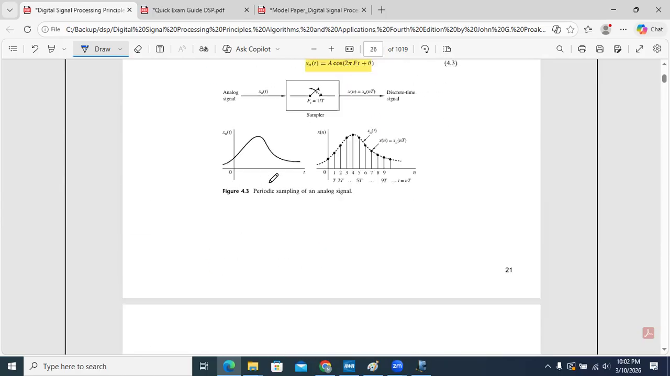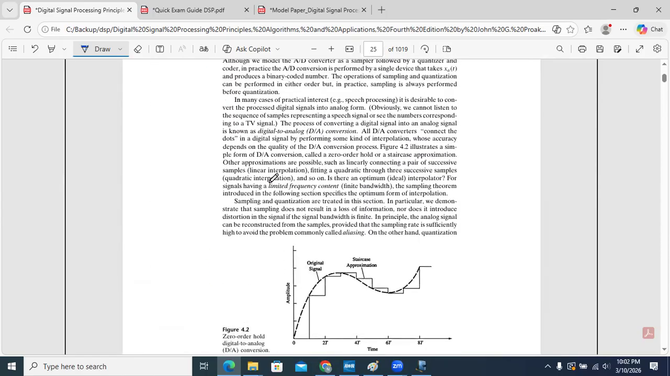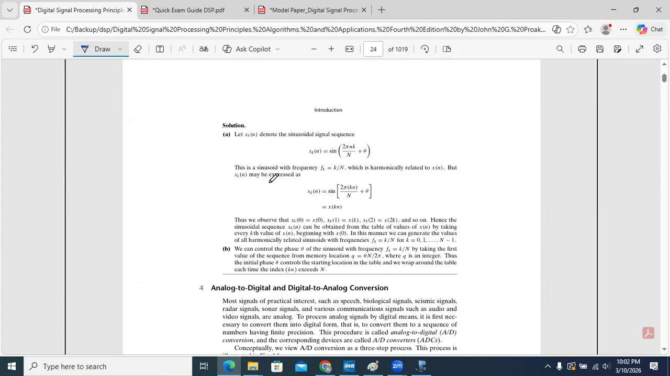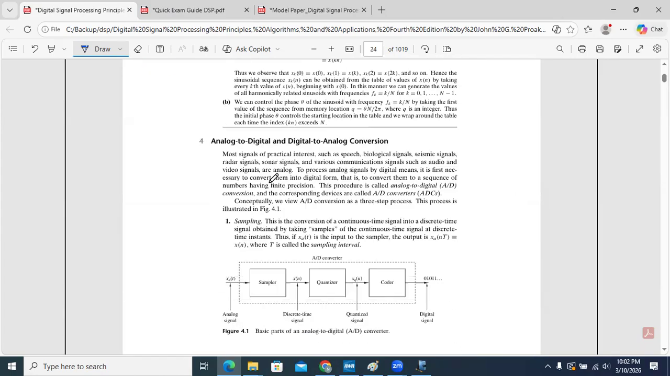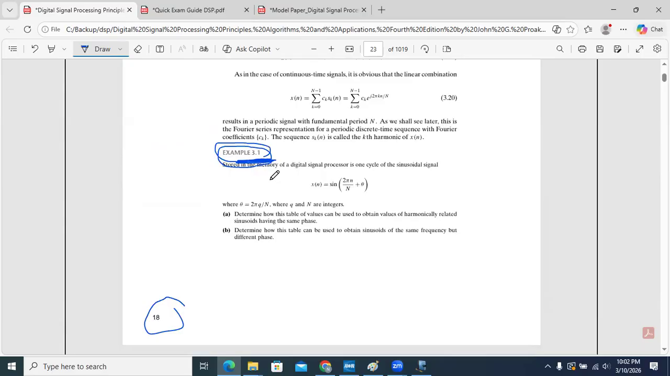And this one also, please try to do this one. That is 3.1, no? That is on page 9, 18. This one, 3.1 example. Try to do this one also. Okay.